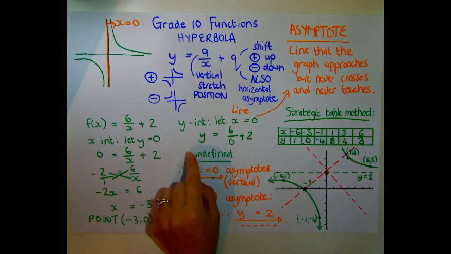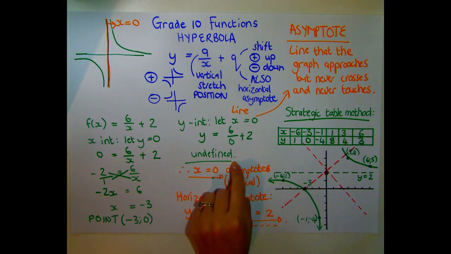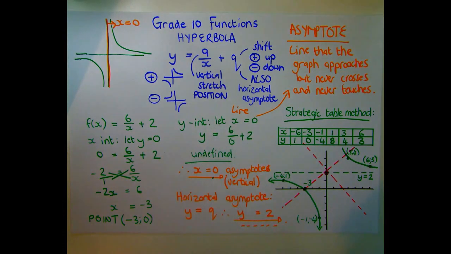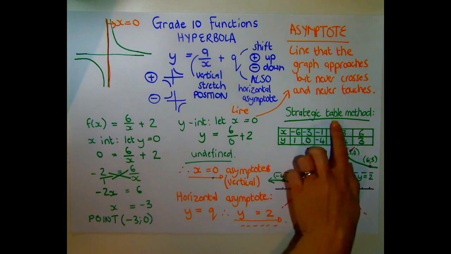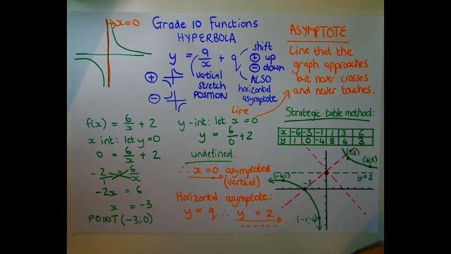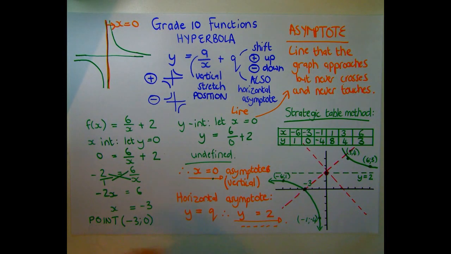For these ones, there aren't going to be y-intercepts, so you can know actually from the word go that there won't be any. Because you won't have a y-intercept, you need some other points to plot, and so we use the strategic table method to be able to plot the hyperbola. You're going to get your horizontal asymptote, you're going to get an x-intercept if it exists, and then you're going to use the strategic table method.